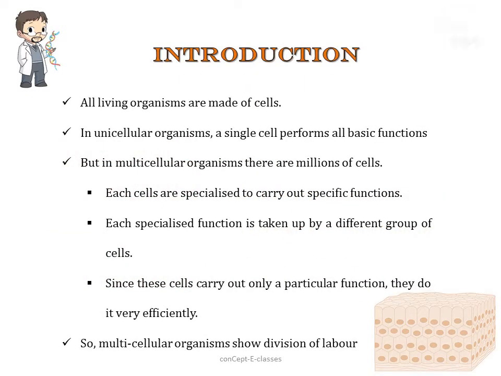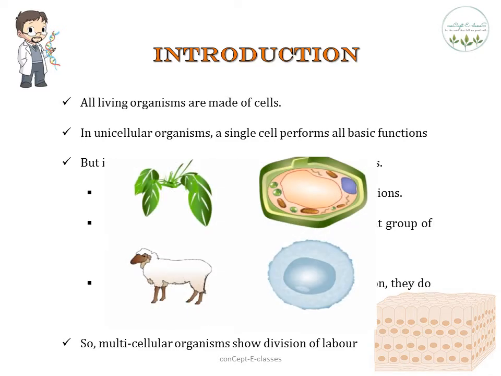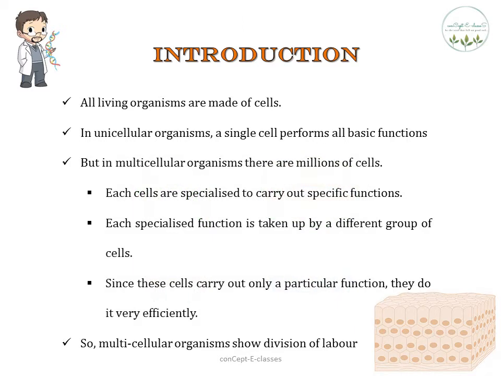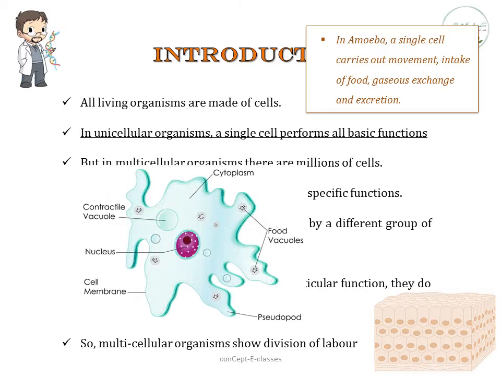So in the last chapter, we studied that all living organisms are made up of cells, and organisms can either be unicellular or multicellular. In unicellular organisms, what was the process? A single cell performed all the basic functions. That is, one single cell is capable of performing several functions like respiration, digestion, etc. Let's take the case of amoeba. A single cell carries out the movement, intake of food, gaseous exchange and excretion.